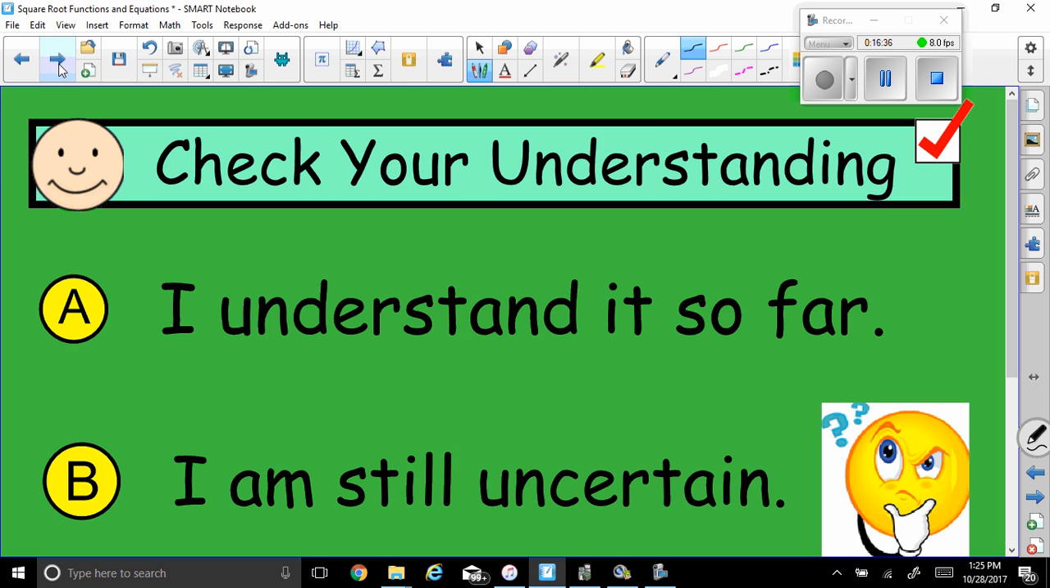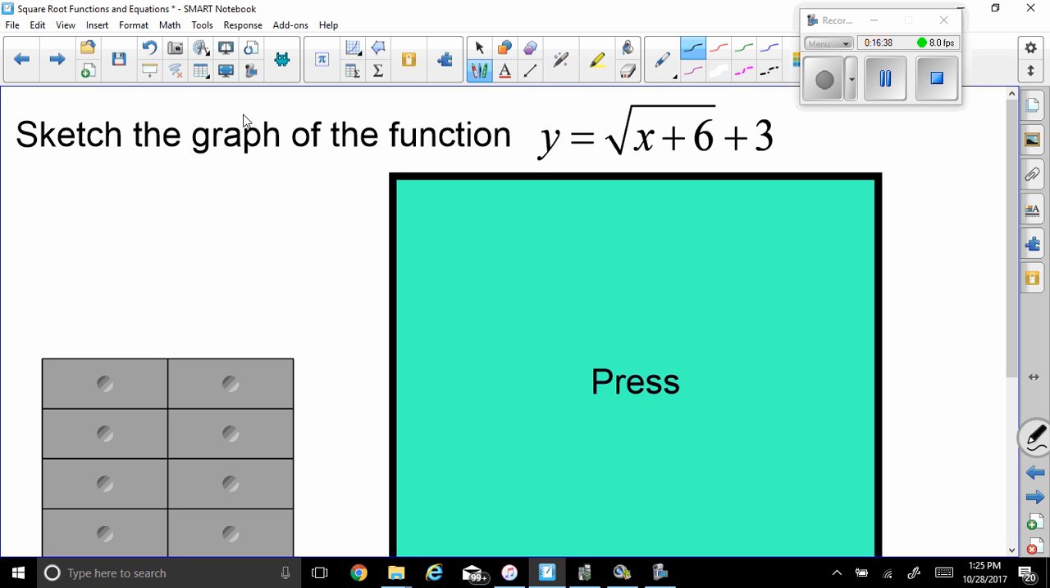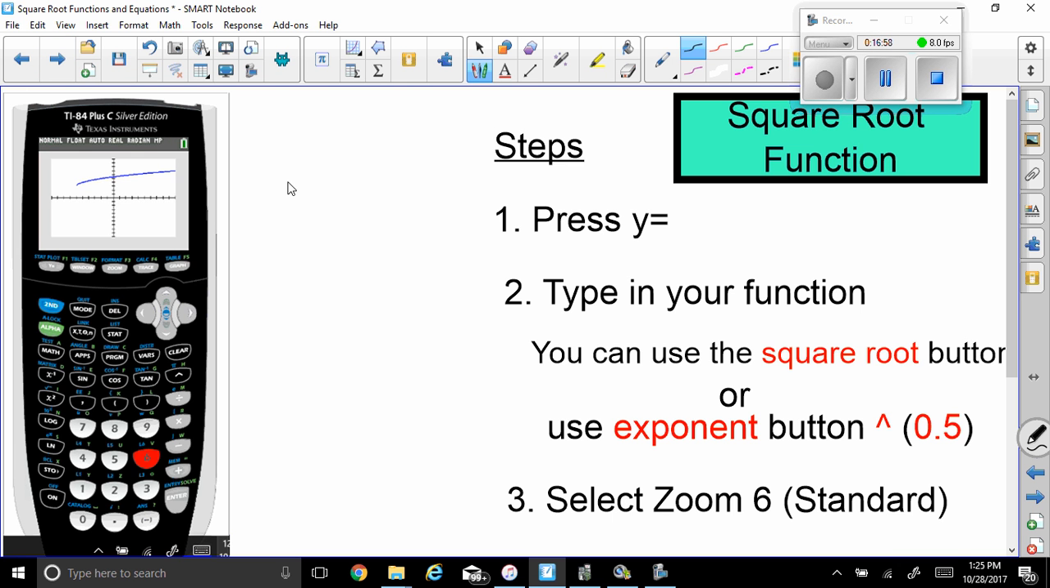Good question. I want to go into sketching. When we sketch our graph, they're going to ask us to make a little drawing of it. So here's our function, and here's our table, and we have a graph hiding. See if you can sketch it based on what you learned. But I want to teach you something that'll help you out with the graphing calculator.